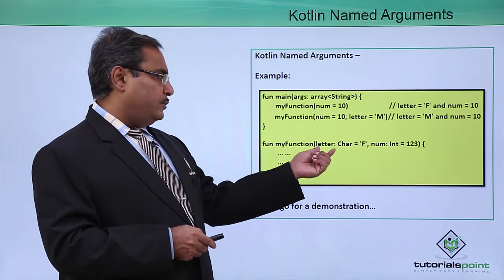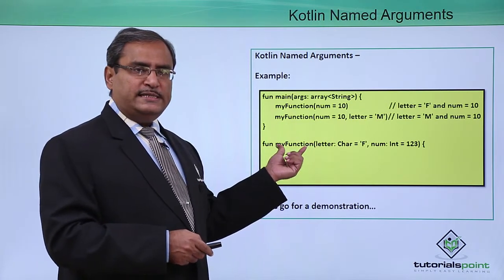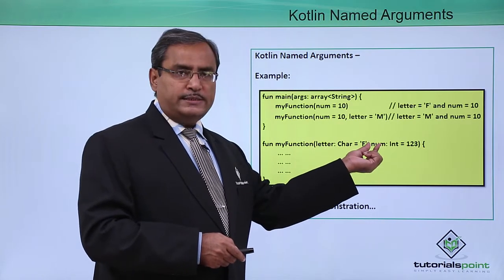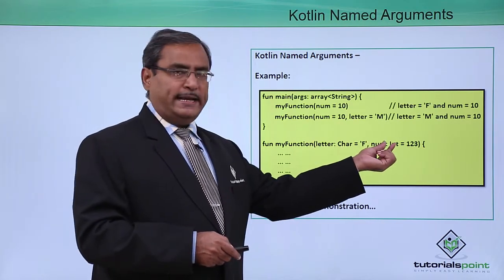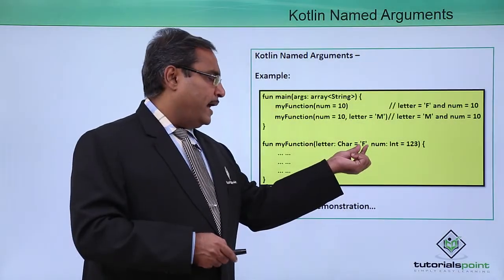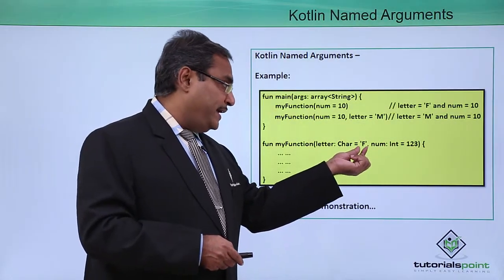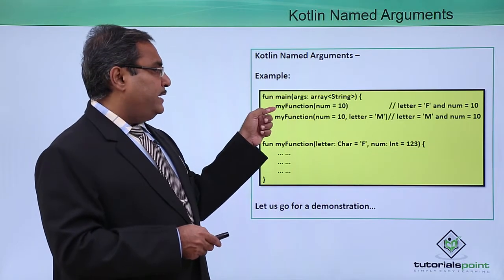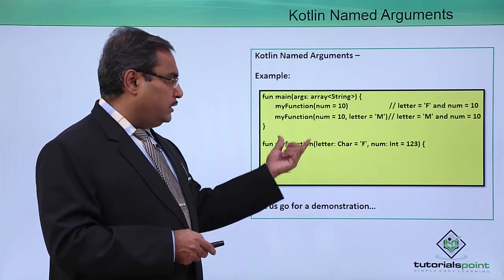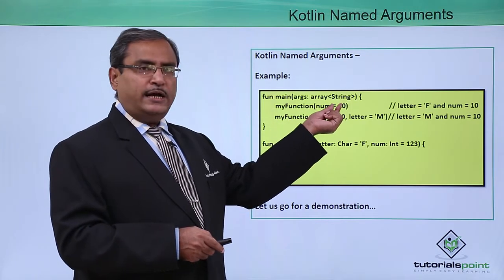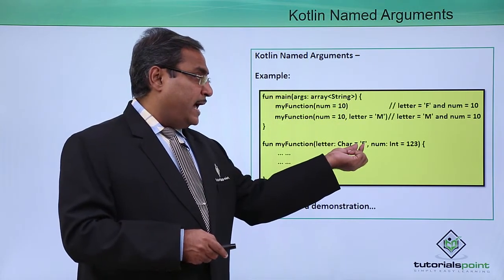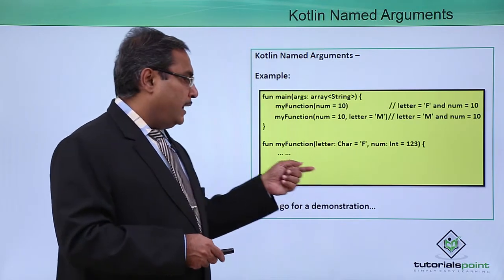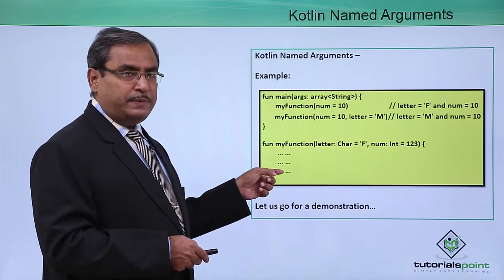So here you see we have a user defined function with two arguments, letter and num, of type character and integer, with the default arguments f and 123 respectively. Now when this function is called with num equal to 10, then f will be the value for letter and 10 will be the value for num, and that will be used in the respective code.